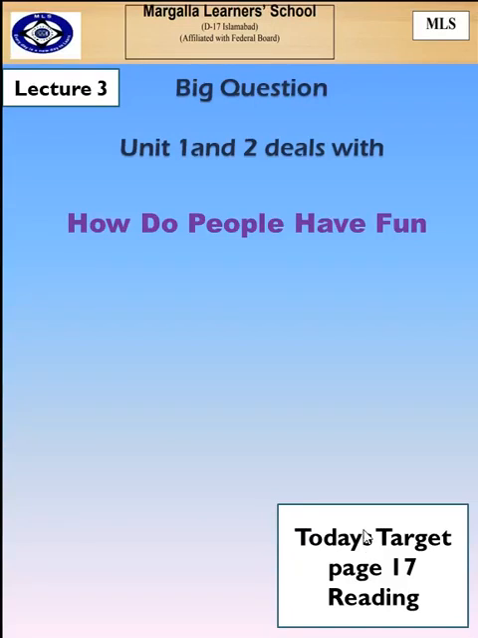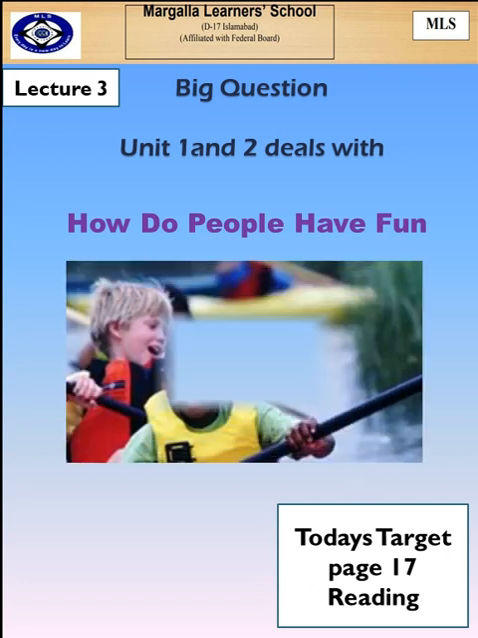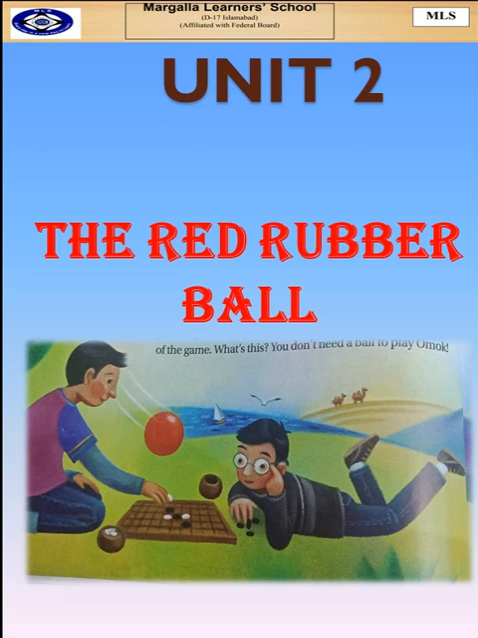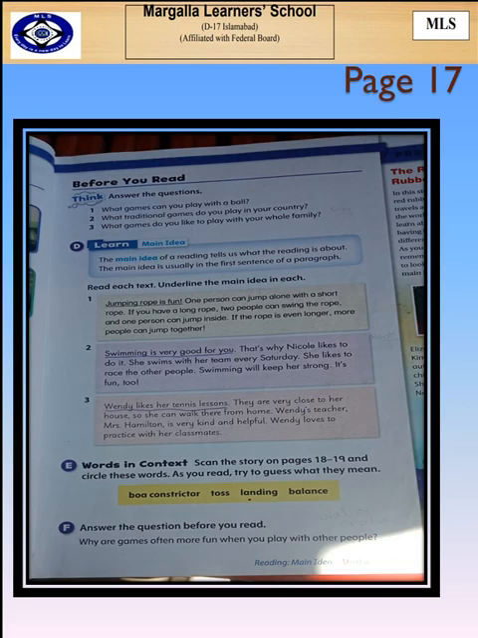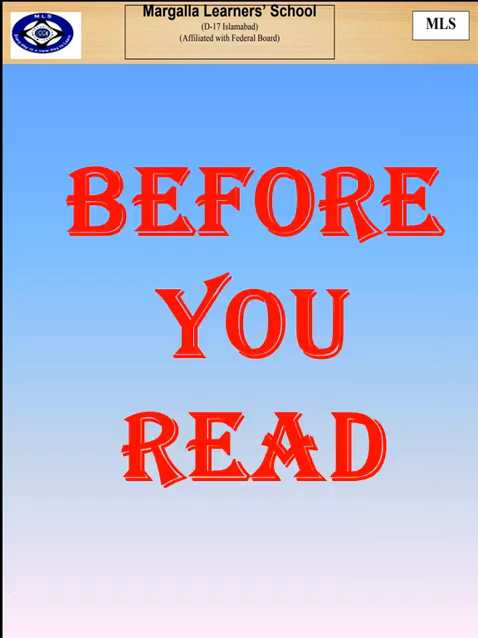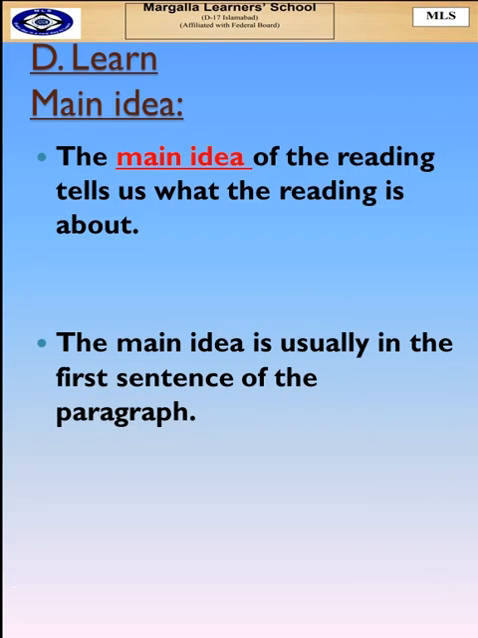Today, we are going to complete our page number 17 and reading activity. As we know, our Unit 2 is about the red rubber ball. Let us complete our page number 17, before you read. And before you read, we are going to learn today about main idea.